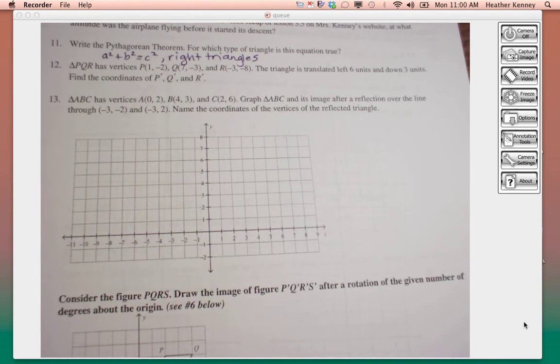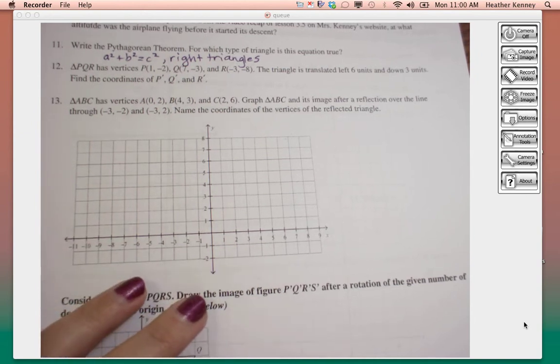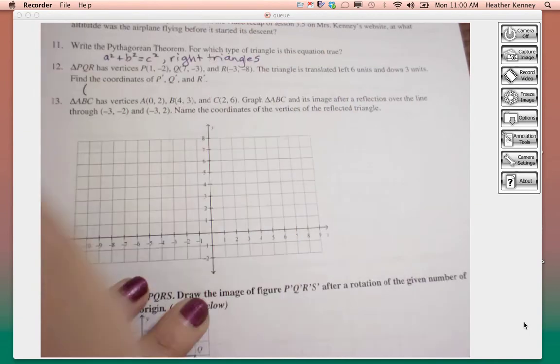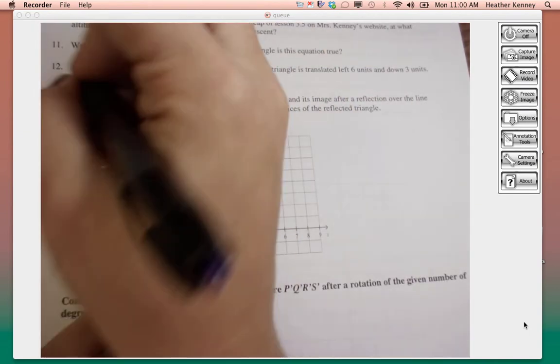Alright, number 12. Triangle PQR has vertices at (1, -2), (7, -3), and (-3, -8). The triangle is translated 6 units down and 3 units to the left. Find the coordinates of P prime, Q prime, and R prime. You did not have to graph this. If you did graph it, that's okay, as long as you also gave me the coordinates, because that's what the question was asking for. But you don't have to graph this.